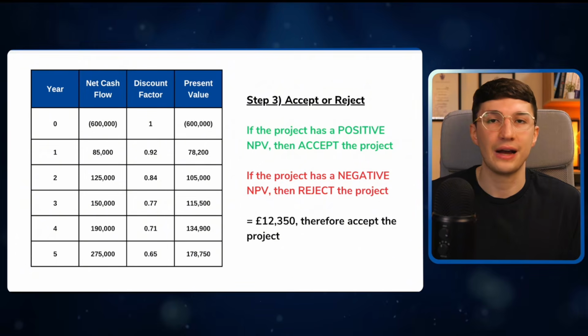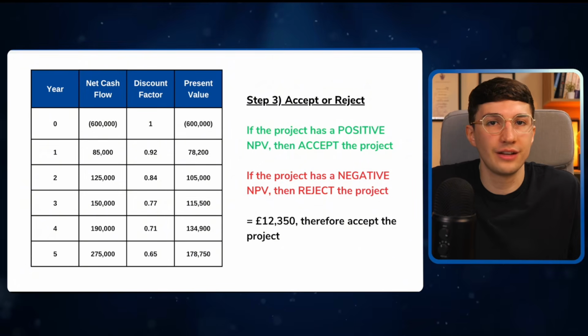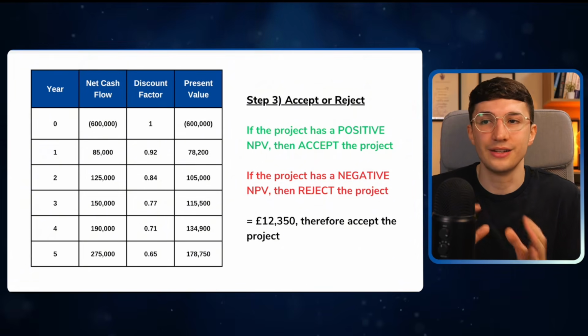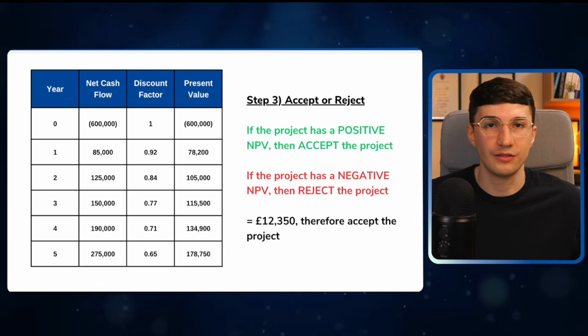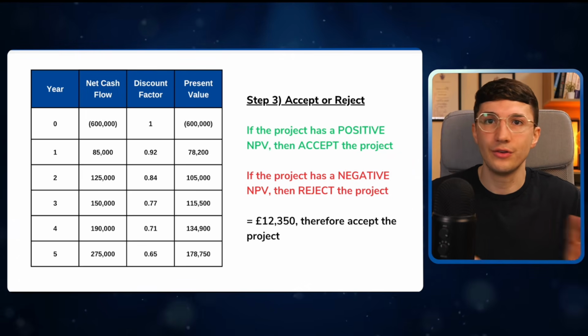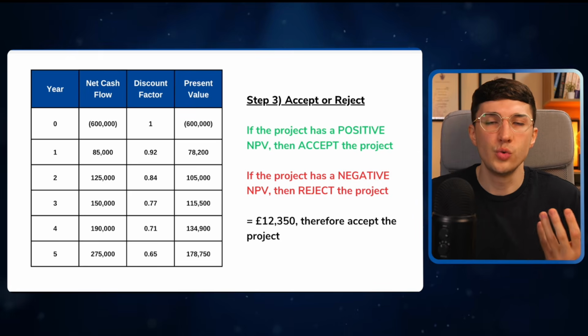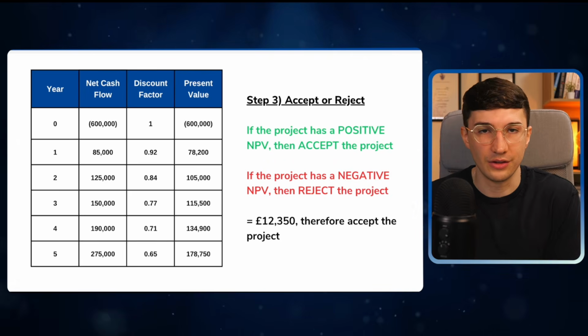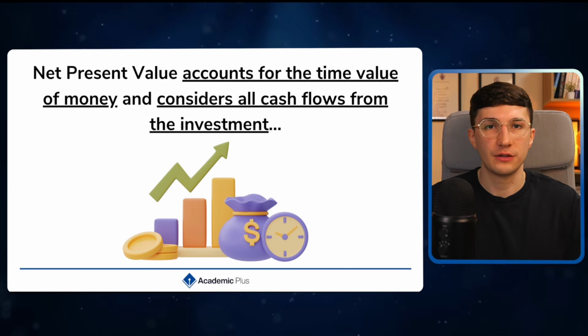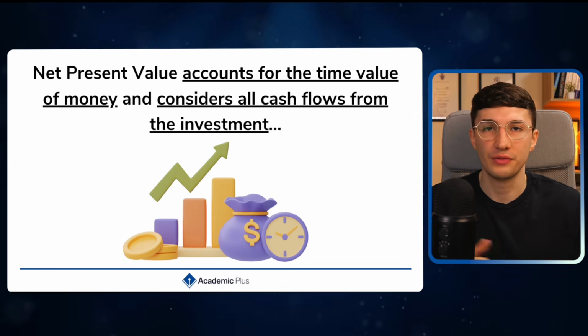Now we've got a real simple criteria about whether we want to go ahead with the project or not. If the net present value is positive, then we accept the project. But if the net present value has a negative value, then we want to reject it. Now, of course, if you're comparing 2 projects against each other, then you go with the one which has the highest net present value.